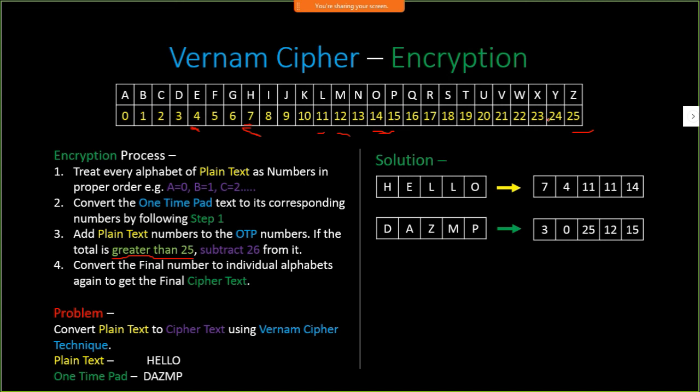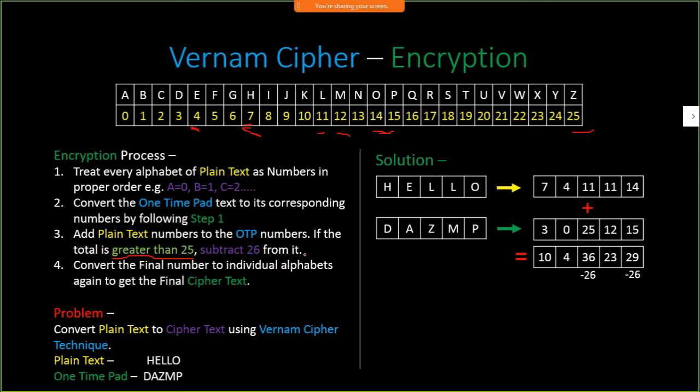So how does it work? After that, the plain text and the OTP text are converted to numbers and then added. After the addition, what do we get? 14 plus 15 is 29. 11 plus 12 is 23. 11 plus 25 is 36. 4 plus 0 is 4. 7 plus 3 is 10. So here we got these numbers.